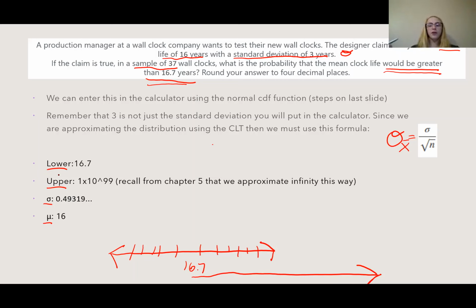And since we want everything bigger than that, we could keep going until infinity. Now, the way that we approximate infinity, which we can recall from previous chapters, is that you do 1 times 10 to the 99th. That is our way of approximating infinity. So in your calculator, just do 1 and then the times button, then 10, and use your little caret to put it to the 99th. That's how we approximate infinity in the calculator.